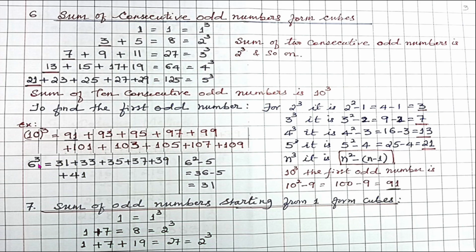Now if you want to find 6 cube, we have to add 6 odd numbers, but to find the first odd number, we have to put n is equal to 6. 6 square is 36, minus 6 minus 1 is 5, 36 minus 5 is 31, and that is the procedure of finding out the first odd number.